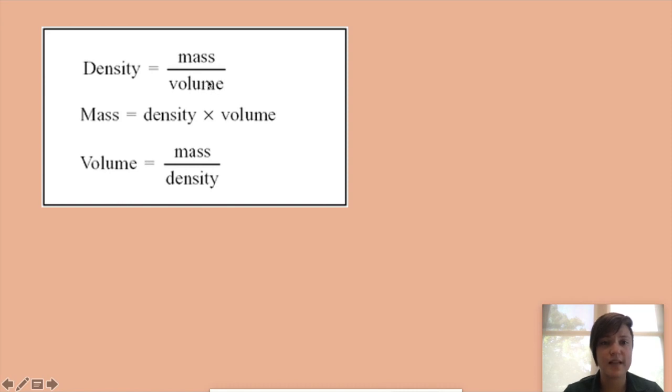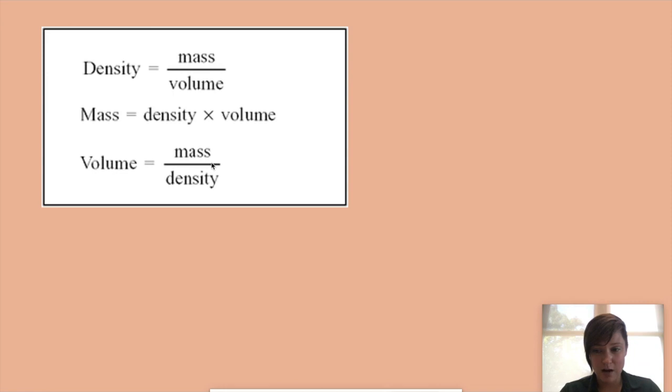Okay, so in order to get mass all by itself, we have to multiply both sides by volume. And so that's how you end up getting mass is equal to density times volume. And then in order to get volume by itself, we then take this equation here, mass equals density times volume, and divide by density on both sides so that we end up with volume equals mass divided by density.